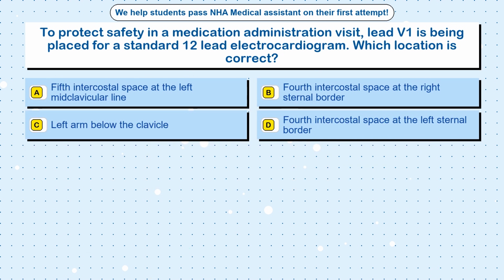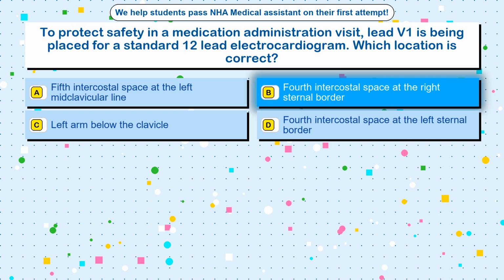Question 24. To protect safety in a medication administration visit, lead V1 is being placed for a standard 12-lead electrocardiogram. Which location is correct? Option A, 5th intercostal space at the left midclavicular line. Option B, 4th intercostal space at the right sternal border. Option C, left arm below the clavicle. Option D, 4th intercostal space at the left sternal border. The correct answer is option B, 4th intercostal space at the right sternal border.